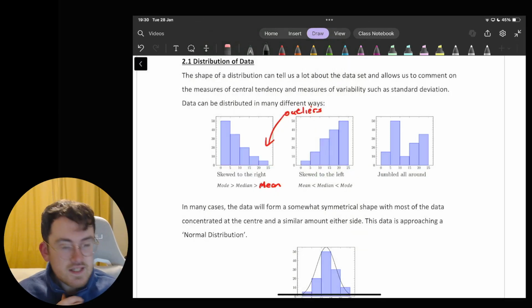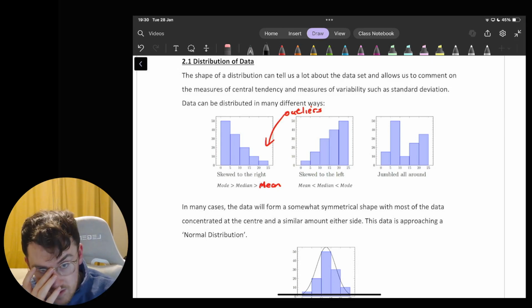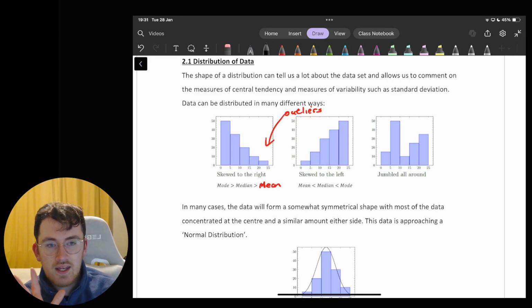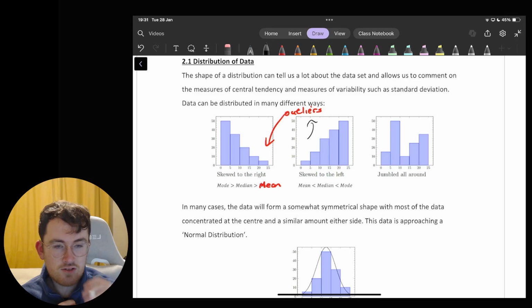Looking at the next part, skewed to the left is very similar, just the opposite case. Most of the information is to the right, with some of the data pulled to the left. The mode stays where it is, with most of the information. The median, again, is quite central, and then the mean is skewed to the left-hand side, being pulled or affected by those outliers, as with the skewed to the right distribution.